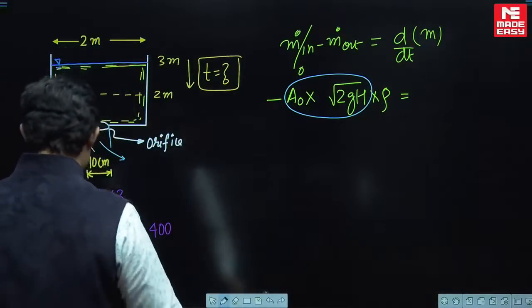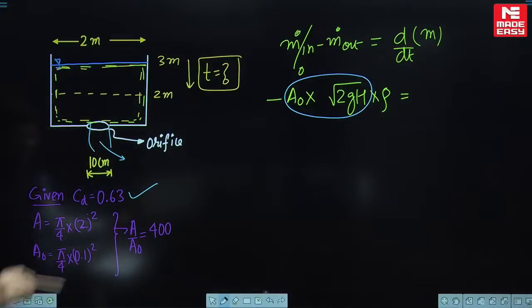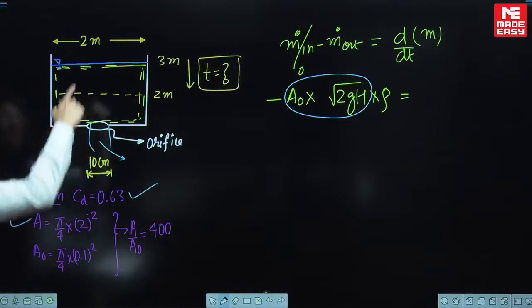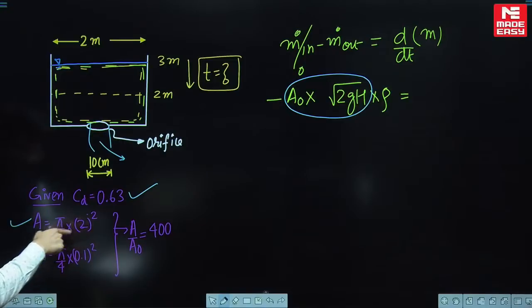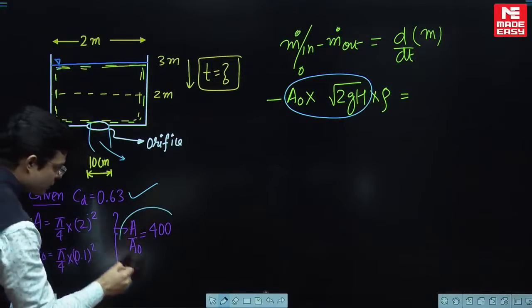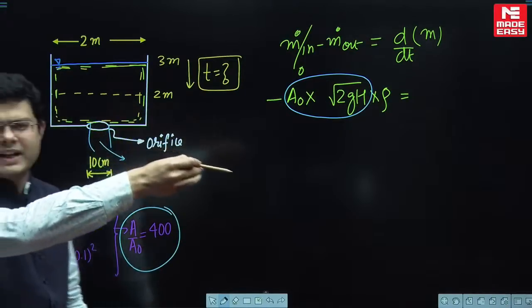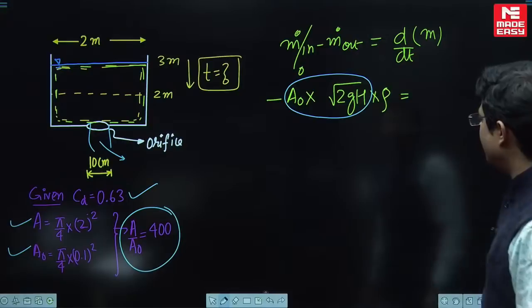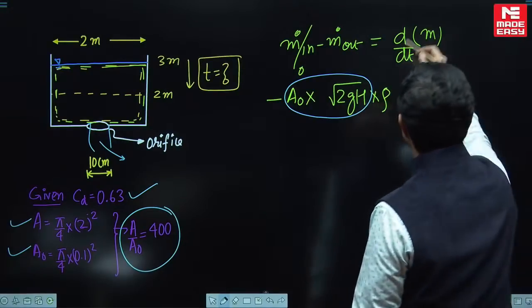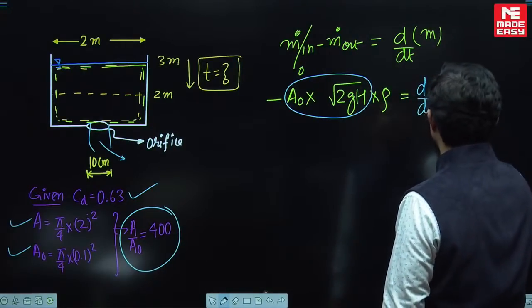But you know there is a CD value given in the problem, and the diameter of the container is already given, so I have already found it out. Area of the container is A, area of the orifice is A naught, and the ratio of A by A naught, because we are going to utilize it for saving time, I have already written in the given data here.